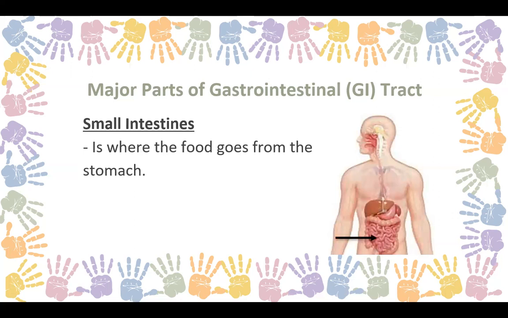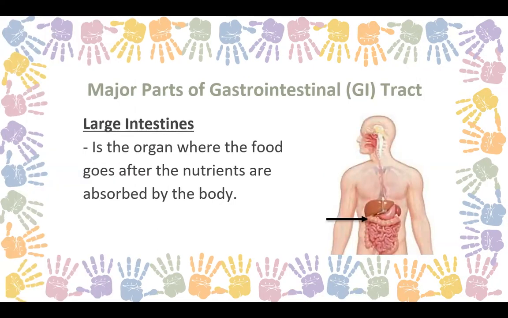Fourth, the small intestine. The small intestine is where the food goes from the stomach. Starch, protein, and carbohydrates are further digested and absorbed through the walls of the intestine into the bloodstream. Last is the large intestine. The large intestine is the organ where the food goes after the nutrients are absorbed by the body. Here, water and remaining nutrients are absorbed while the remaining mass is prepared for excretion through the rectum.